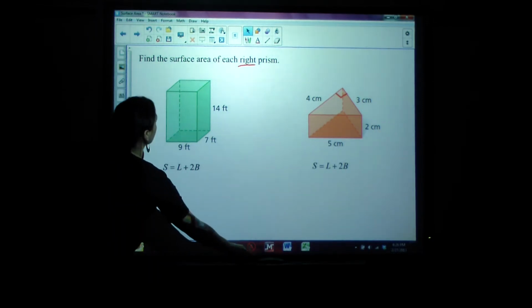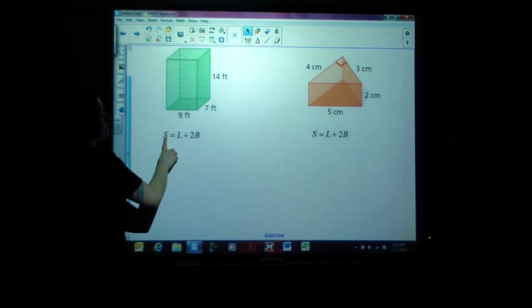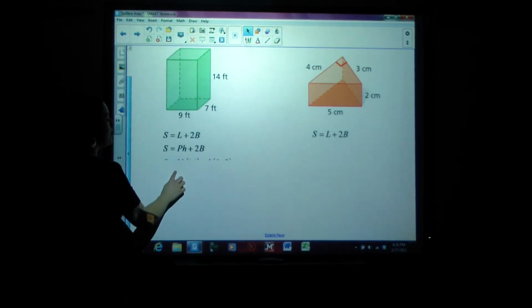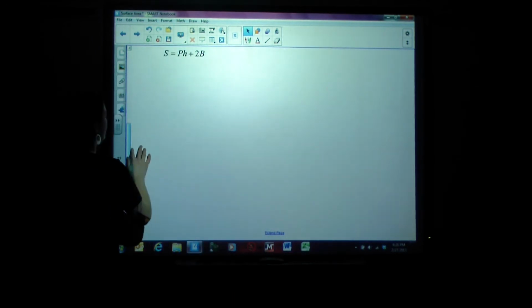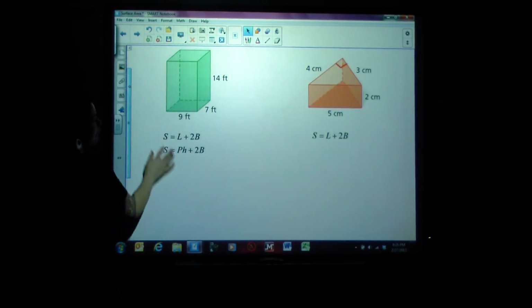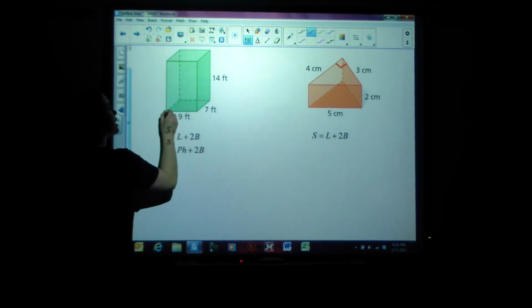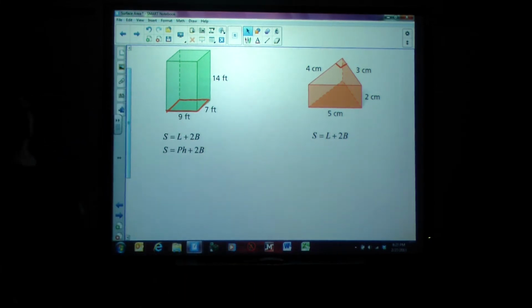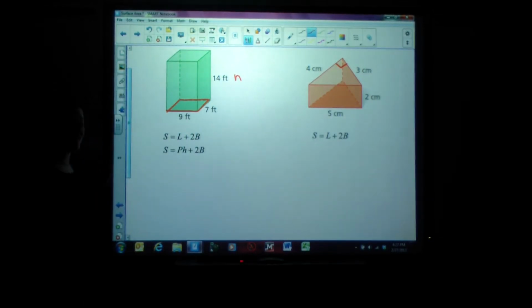Okay, here we go. Let's find the surface area of this rectangular prism. Let's remember our formula is surface area equals lateral area plus 2 times the base. Well, to get lateral area, we're going to have to take the perimeter times the height. So to do that, we're going to have to actually calculate what the perimeter is. When I talk about perimeter, I'm talking about the perimeter of the base. So we're talking about 9 plus 7 plus 9 plus 7. Okay, so that's going to be our perimeter. And the height is going to be the height of the object.